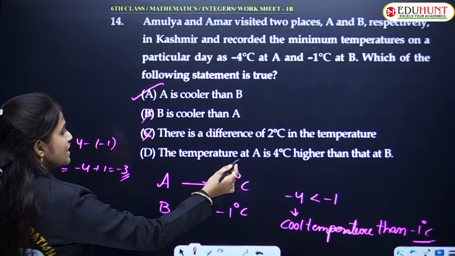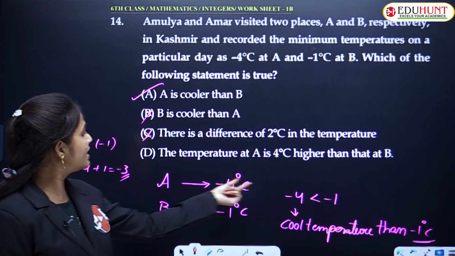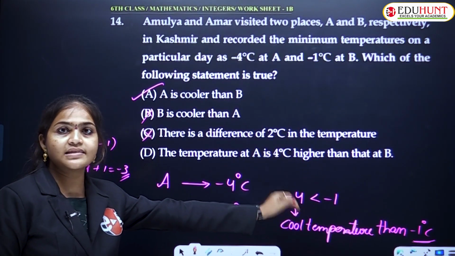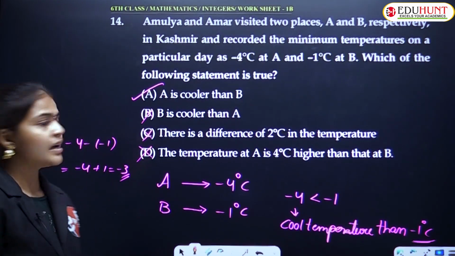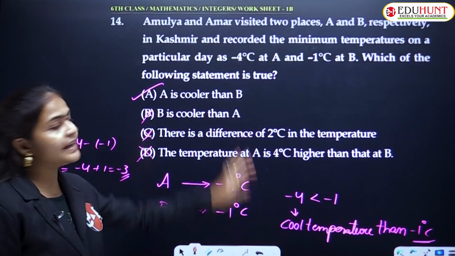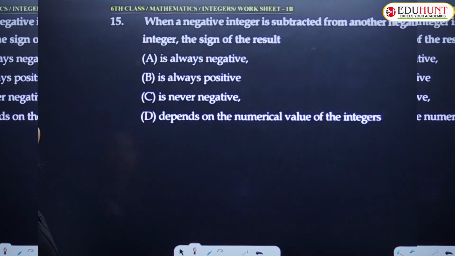And the temperature at minus 4 degrees Celsius is higher than B. No, minus 4 degrees Celsius is less than minus 1 degree Celsius. That's why this statement is also wrong. Understand? As per this, which one is correct here? Option A, that is, A is cooler than B. Understand? Yes. Next, the 15th one.